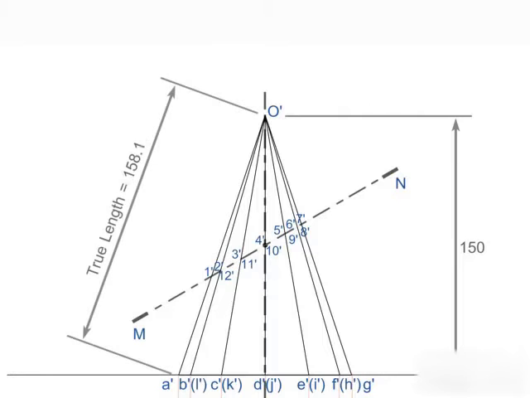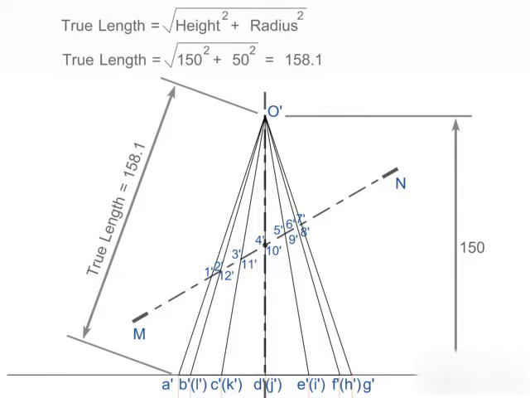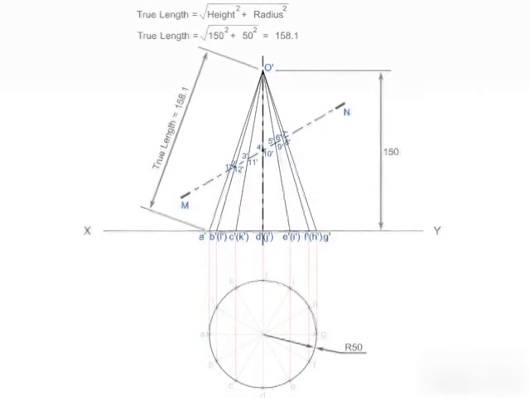The outer slanting edges of the cone represent the true length of the cone. This is obtained by taking the square root of the sum of squares of altitude and half base. This value is 158.1. The subtended angle theta is obtained using the true length.